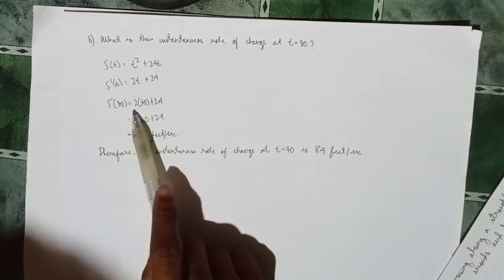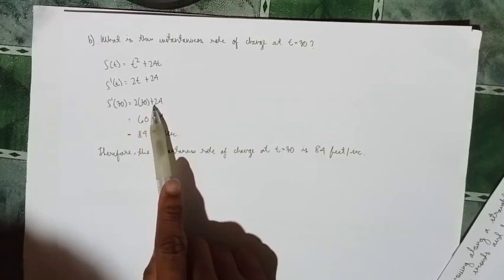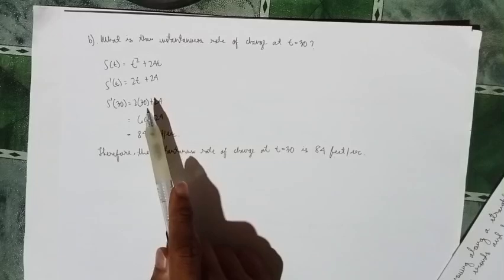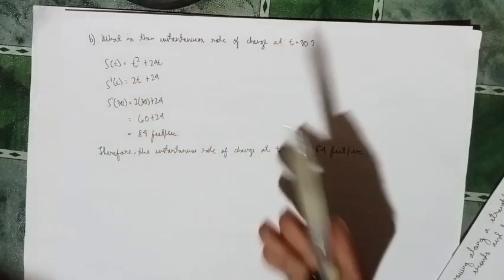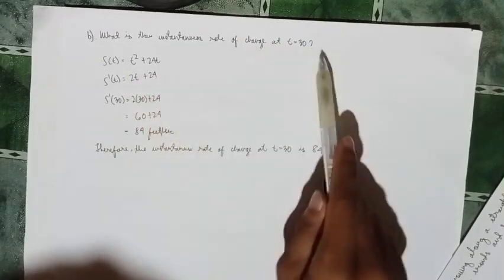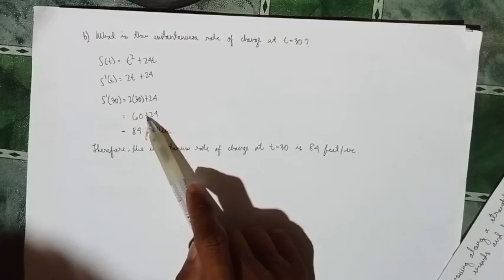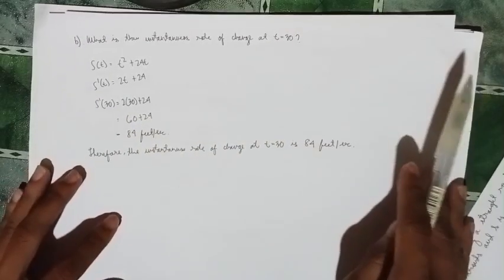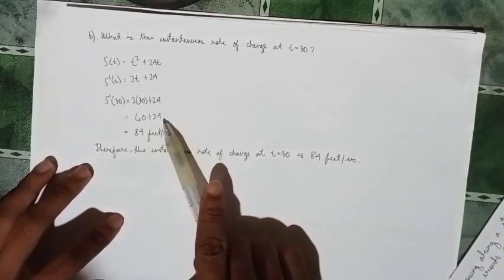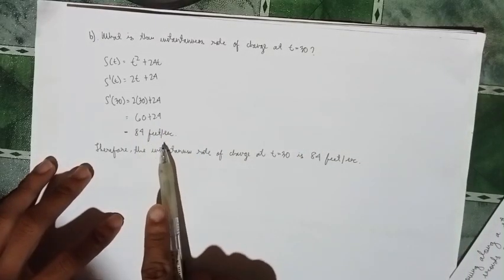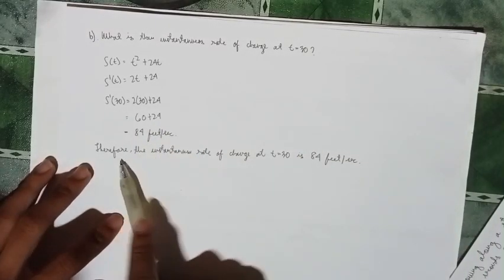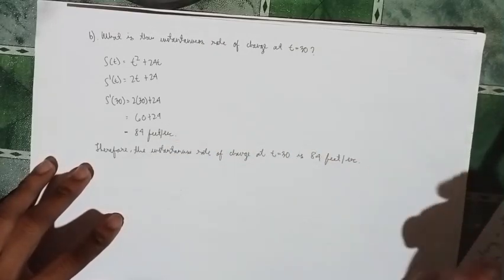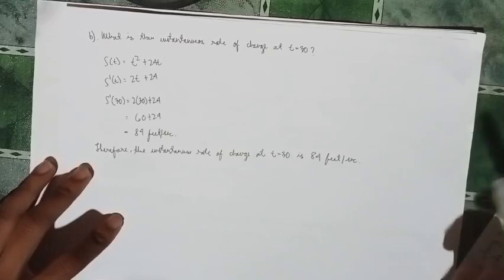So 2 multiplied by 30 plus 24. We just substitute the 30 on t. So 2 times 30 is 60 plus 24. Then 60 plus 24 is equal to 84 feet per second. Therefore, the instantaneous rate of change at t is equal to 30 is 84 feet per second.